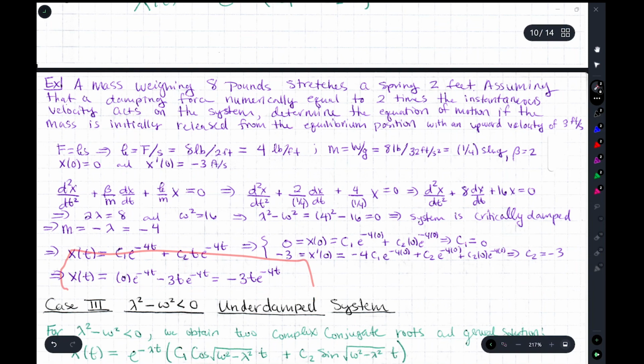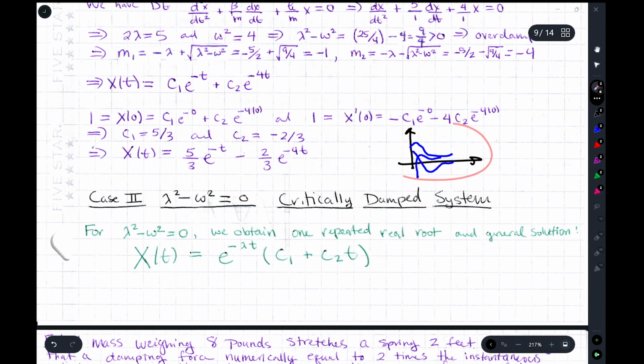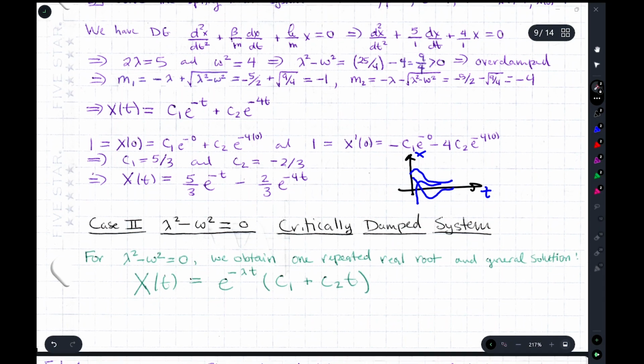Okay. Critically damped systems look similar graphically. If you consider this the T and X, they look similar graphically to what goes on in the overdamped system.